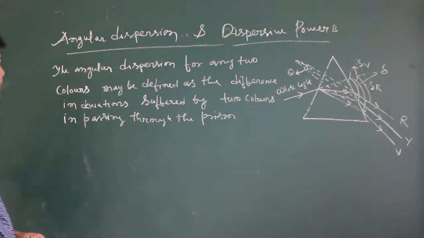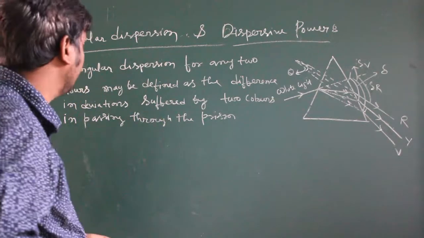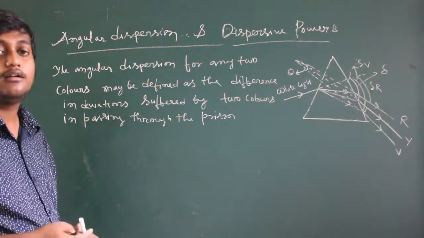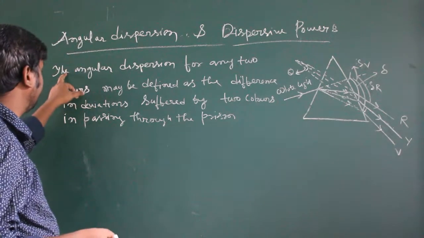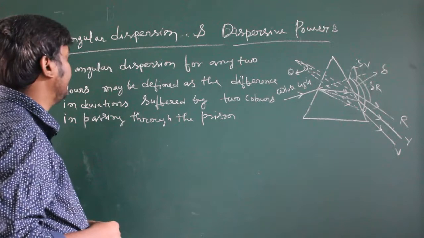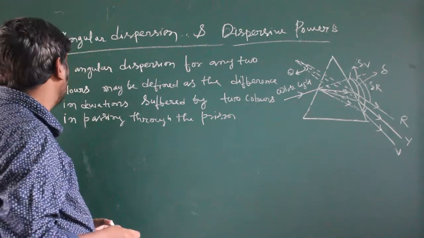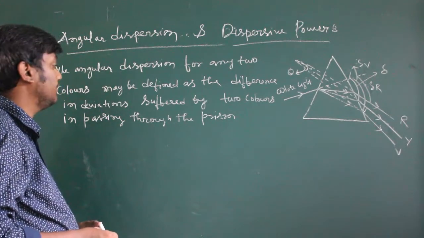So now I am going to discuss angular dispersion and dispersive power. First, what is angular dispersion? The definition: the angular dispersion for any two colors may be defined as the difference in deviations suffered by the two colors in passing through the prism.